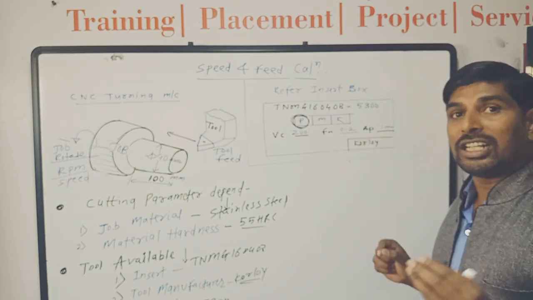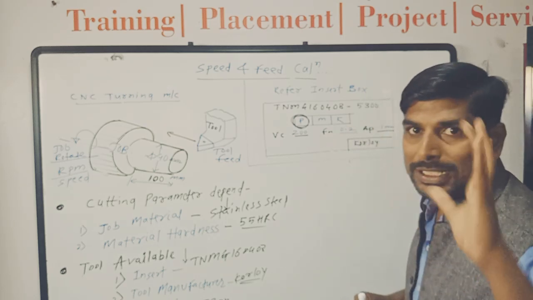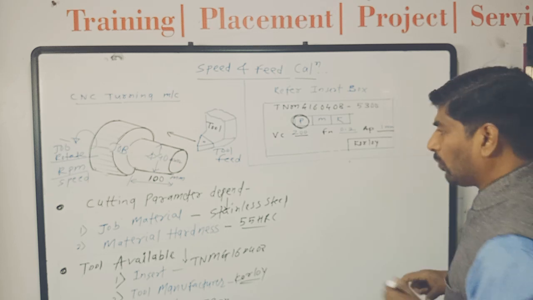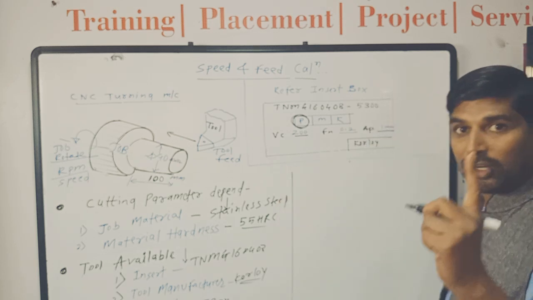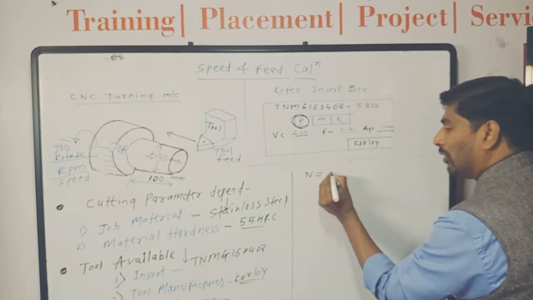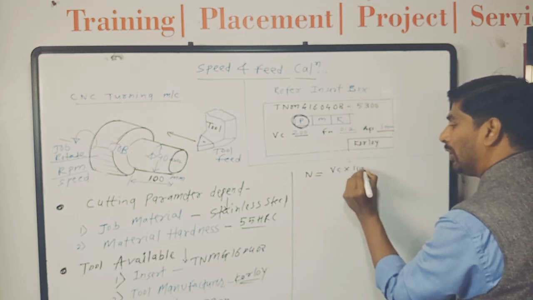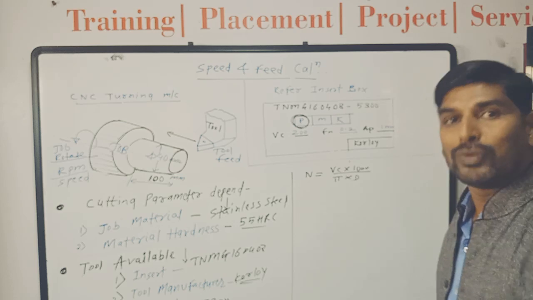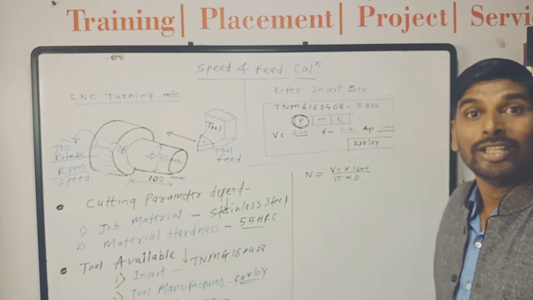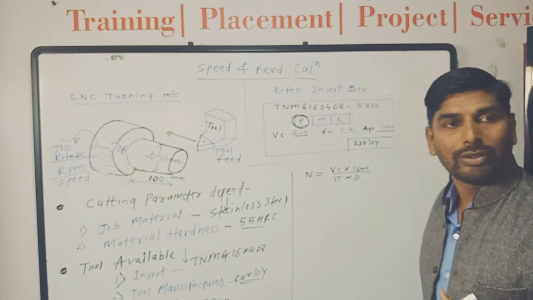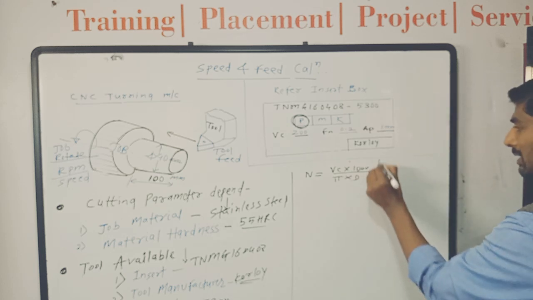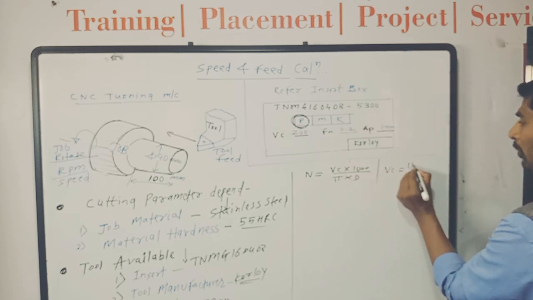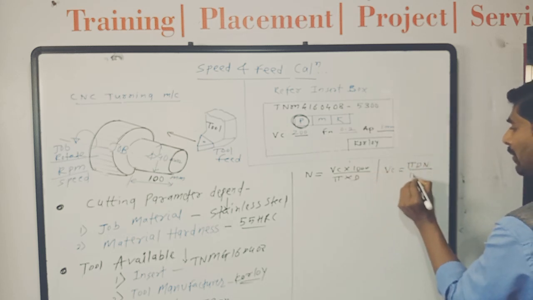By using these three cutting parameters, the very first thing we have to find out is the RPM. To find the RPM, there is a formula: N equals Vc into 1000 divided by pi into d. But somewhere in books and in your reading, you will find the formula written like this: Vc equals pi dn divided by 1000.